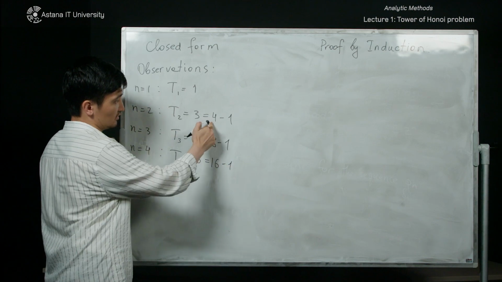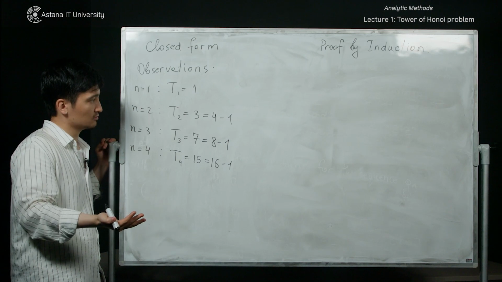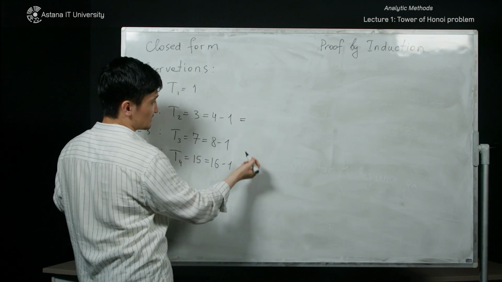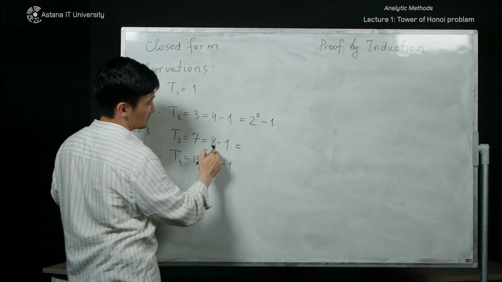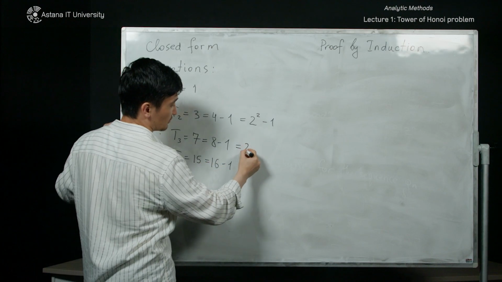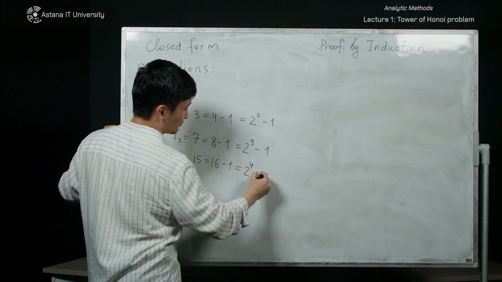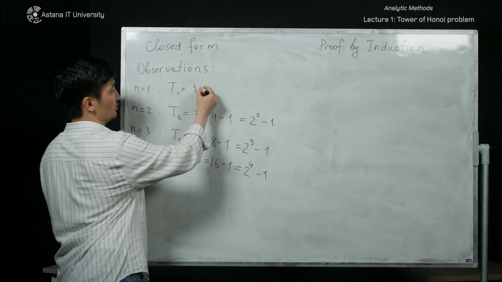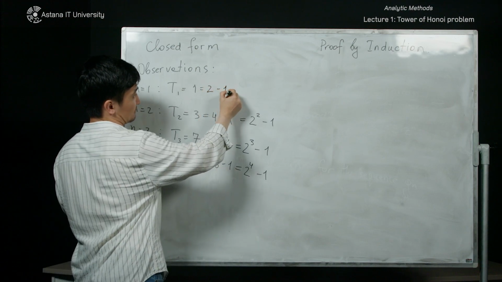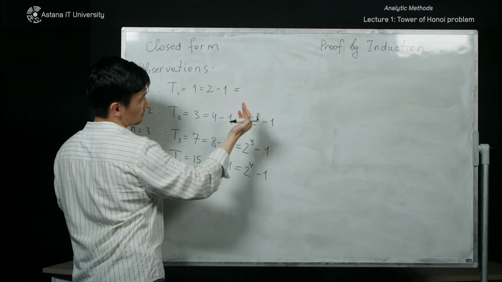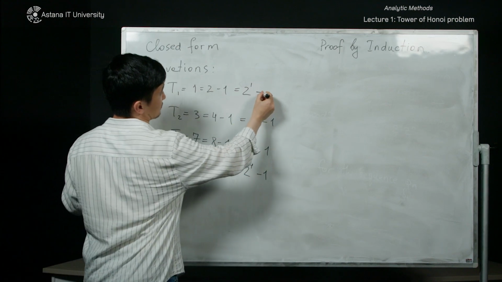And I see that actually 4, 8, and 16 are kind of like powers of 2, right? So basically, 4 is 2 to the power of 2, and 8 is basically 2 to the power of 3. And 16 is 2 to the power of 4, right? And what do I do with this? Well, 1 is actually 2 minus 1, right? And 2 we can leave as this, which is basically 2 to the power of 1 minus 1.